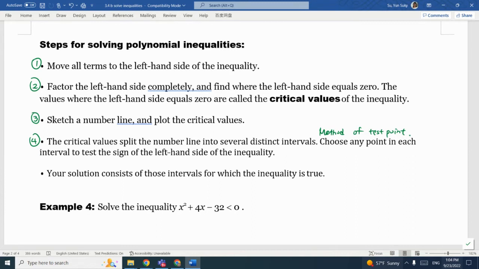And then when you go to each critical number, it depends on the multiplicity. Remember, multiplicity is the power of the corresponding factor. If the multiplicity is odd, we cross it. If the multiplicity is even, we bounce up. Okay, this is much faster than test points. Do you agree? Yeah, so we use that method. And then our solution consists of those intervals for which the inequality is true.